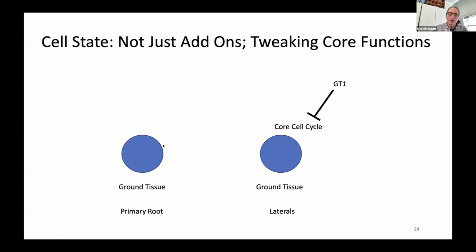Okay, so the main point here is that we can believe this is the same cell type. Ground tissue in the primary is the ground tissue in the lateral. But here you have a gene that seems to be commonly used in evolution to tweak the state of the cell. And so maybe there are genes, I would throw out there, that are cell state modulators, toggle switches. They don't need to just add on new functions, but maybe affect the core functions of the cell.